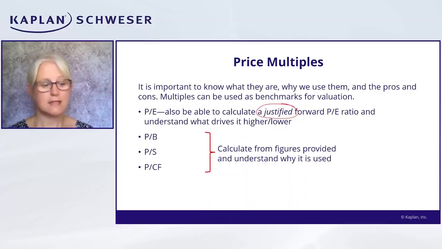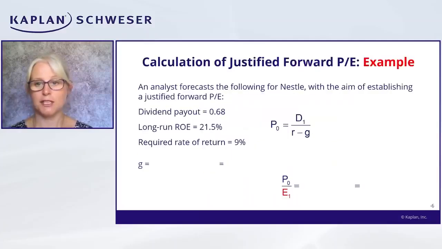Okay, so let's have a look at our PE ratio and our justified PE ratio. Now, the idea is that your price can always be worked out as the present value of your future dividends. And if we take our assumption, as we just have, that those dividends grow at a constant rate, that gives us a good starting point for what the price should be.